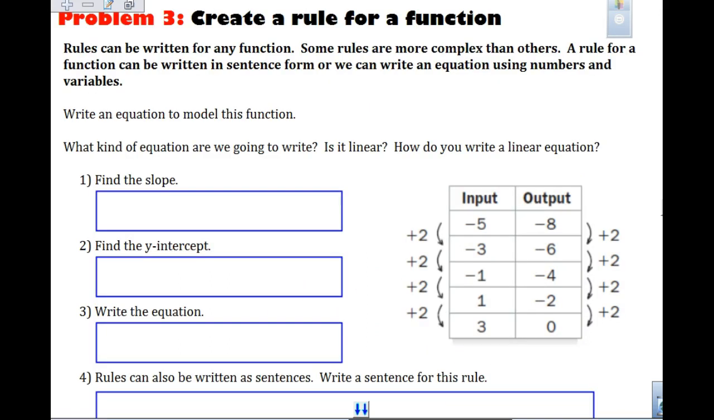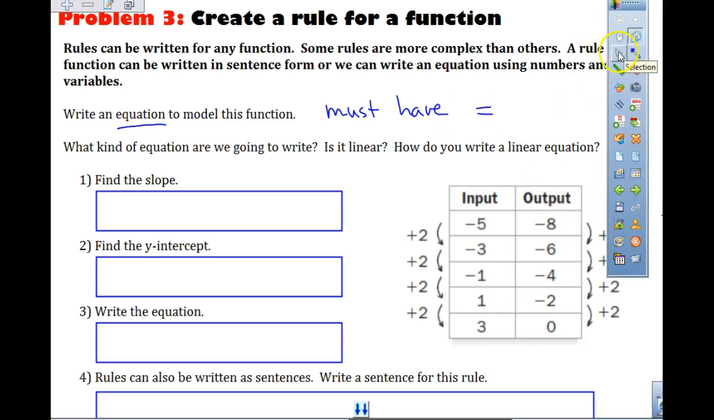Rules can be written for any function. Some rules are more complex than others. A rule for a function can be written in sentence form, or we can write it using numbers and variables. If we are writing an equation, anytime you are looking at an equation it must have an equal sign, okay? So anytime you look at that word equation, it must have an equal. That's the verb in your sentence, okay?